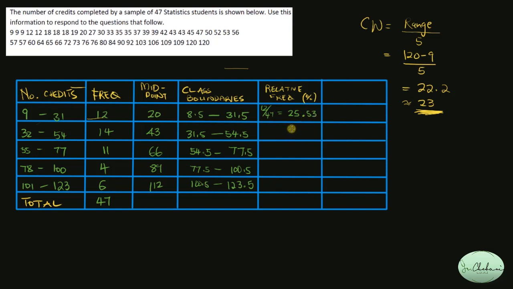And then the relative frequency for the next class is 14 over 47 times 100. And as a percentage, that becomes 29.79. For the next class, it is 11 over 47 times 100. It comes to 23.40. And then the next one is 8.51%. And lastly, we have 12.77%. Okay, so the total there has to be 100. As we add the relative frequencies, we have to get to 100%.